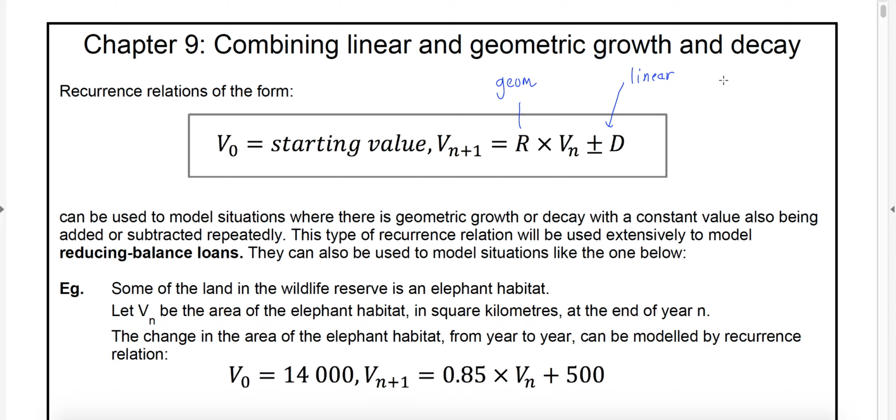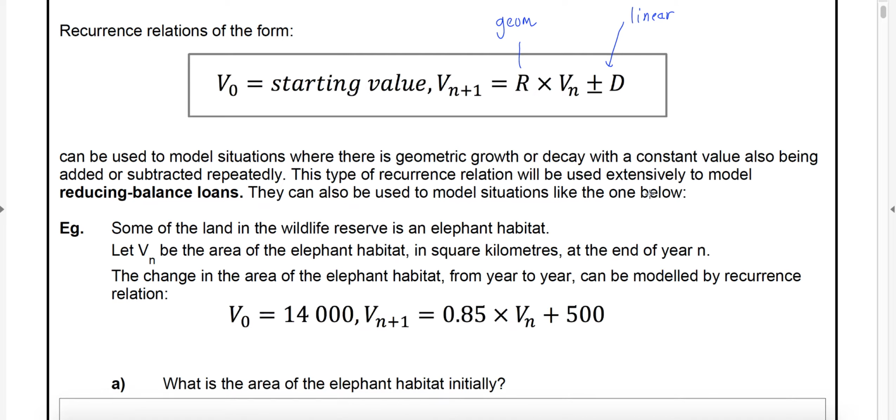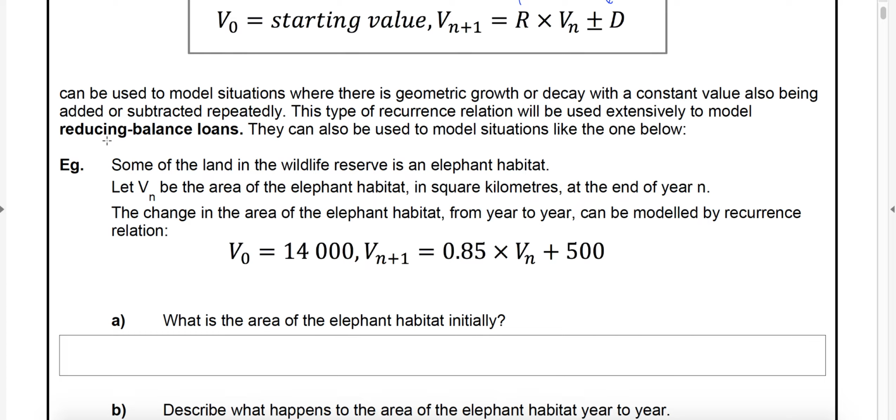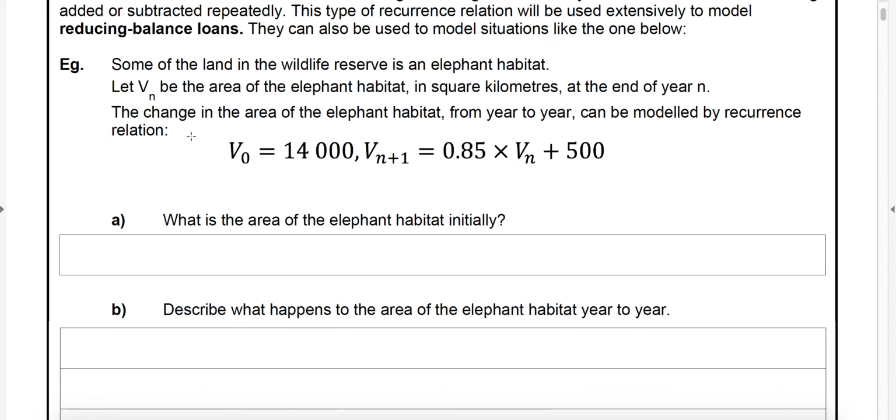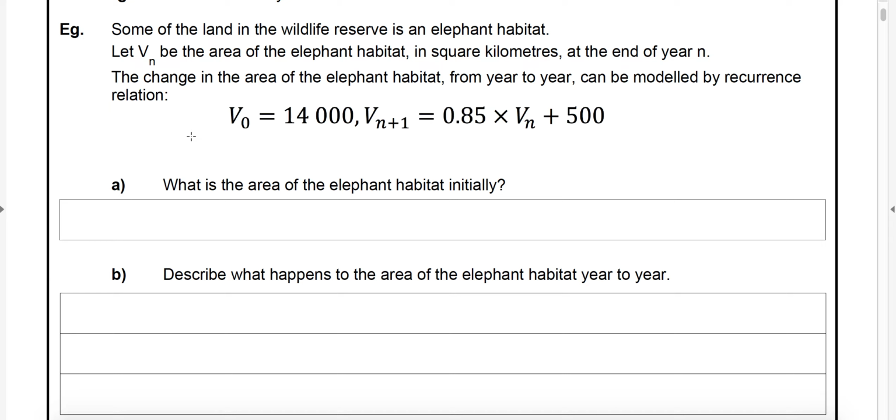Now, we haven't done this before. We've, of course, had separate recurrence relations where we were exclusively looking at geometric or exclusively looking at linear. And so now we'll see what happens when we put them together. I mentioned before that we'll be looking at reducing balance loans. However, to start off with, we're just going to have a practice with using this recurrence relation. So it's not in a financial context yet.